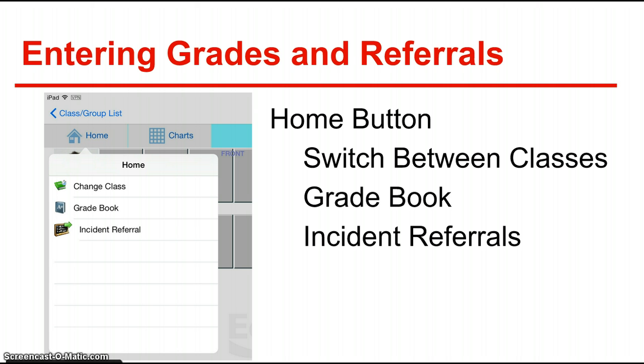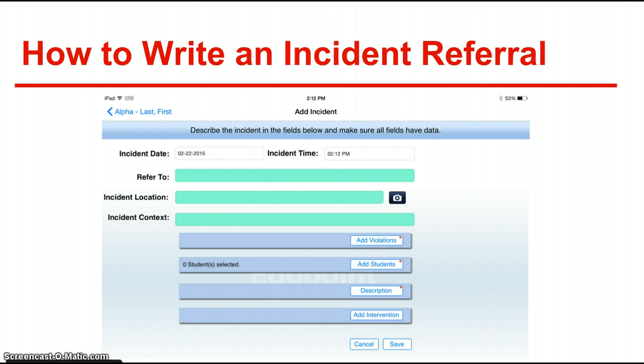In this section, you can also enter and edit grades and write referrals. You'll notice above the seating chart where you have the pictures of your students, you can click on the home button. From there, you can change a class. You can go to any one of your other classes. You can enter the gradebook, or you can go into incident referrals and write a referral. So go ahead and click on incident referral.